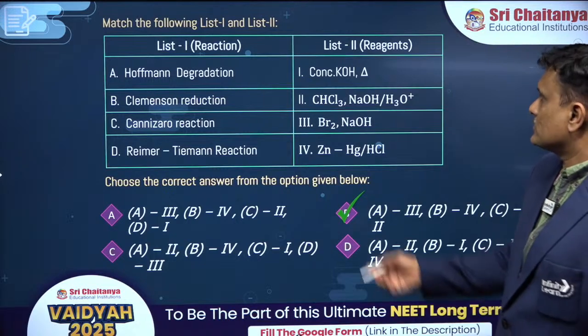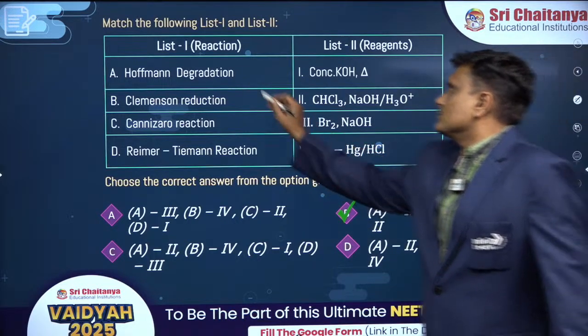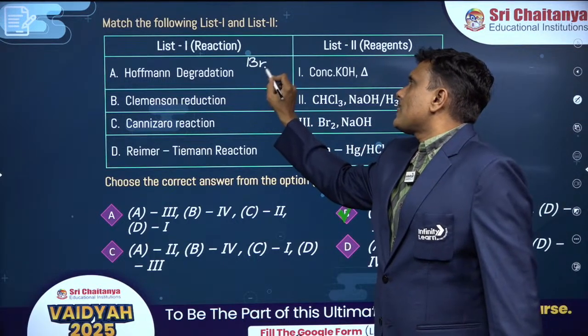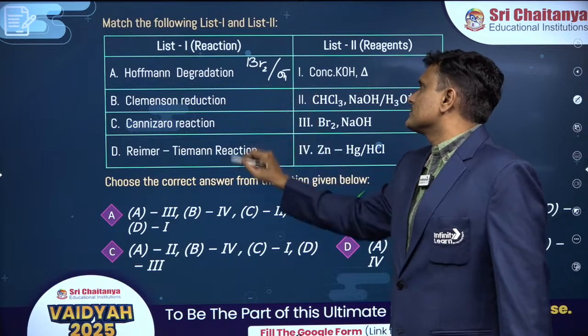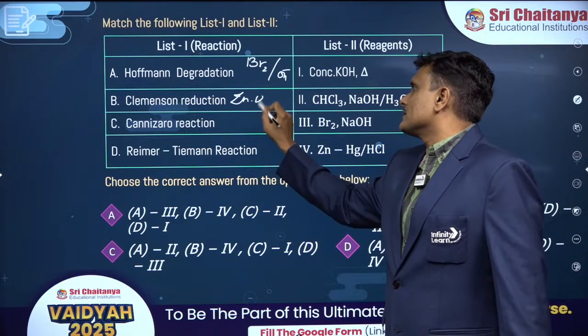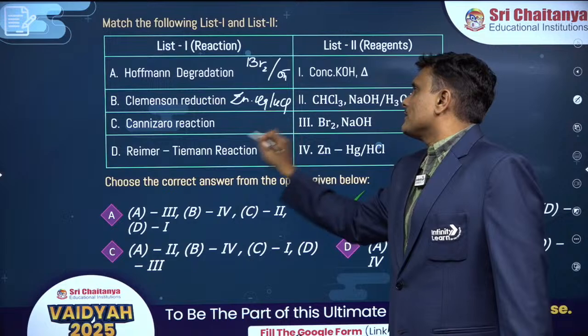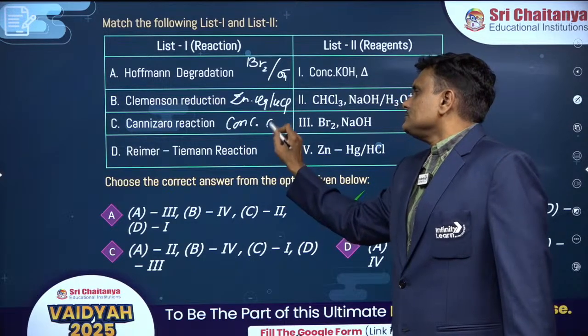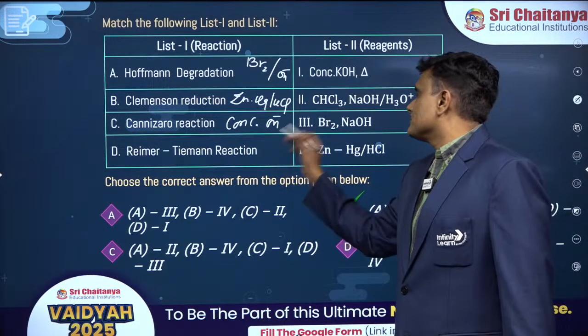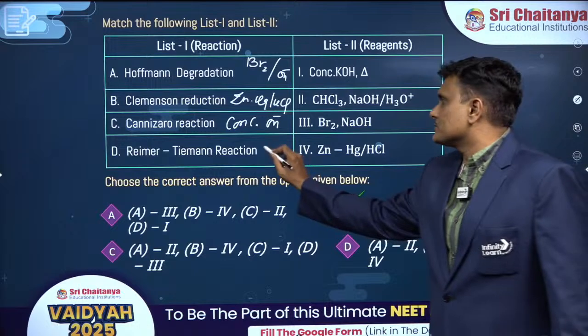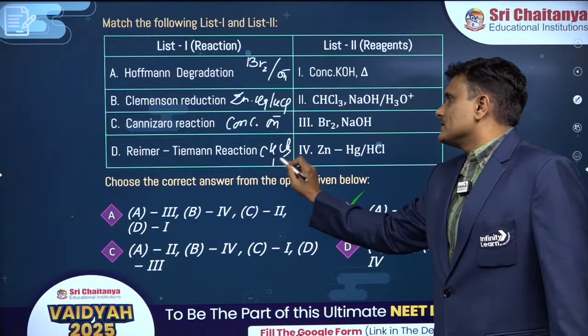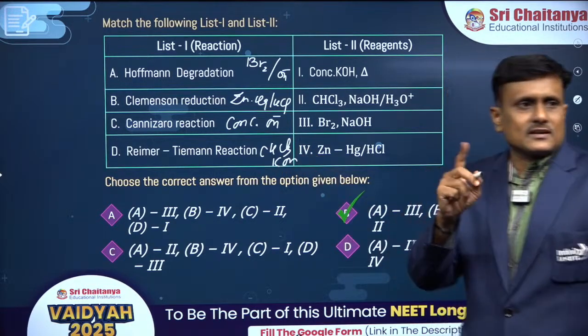Now listen, just a reagent based question. Haloform degradation, you know that, right? Bromine in presence of cold base. Clemmensen reduction, you know, zinc amalgam and HCl. Cannizzaro is a concentrated base. Reimer-Tiemann is, you know, simple chloroform and NaOH. So this set is asked, popular reactions are repeated.